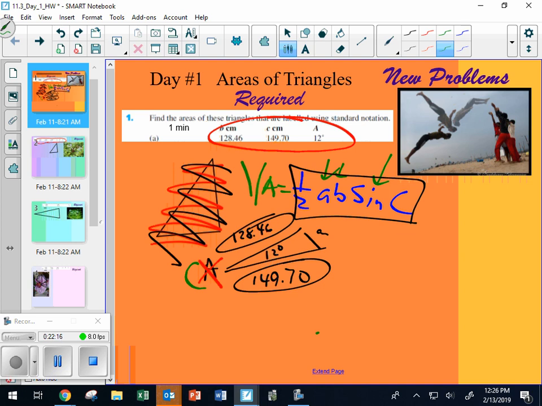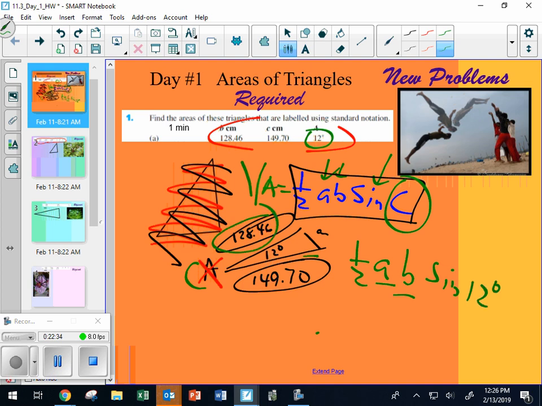Okay? So just because it says sine C, don't blindly go, okay, sine of 149.7. No. It's an angle. And the angle they gave us is 12. So this is going to be 1/2 AB times sine of 12. And these two are the sides that are on each side of that. And it doesn't matter which, of course, if you switched A and B around, it wouldn't matter, would it? Okay, cool. There you go.